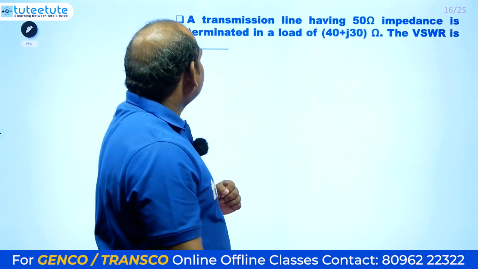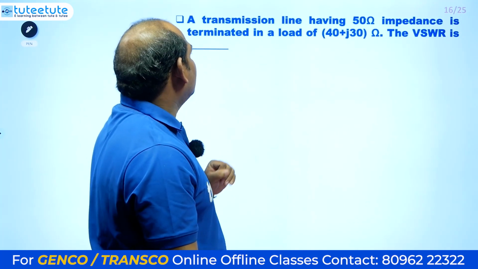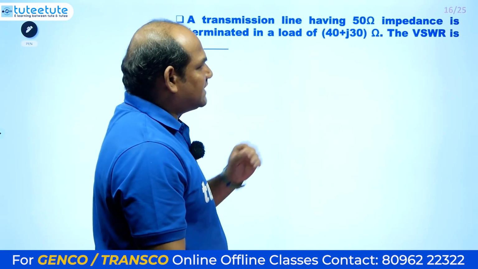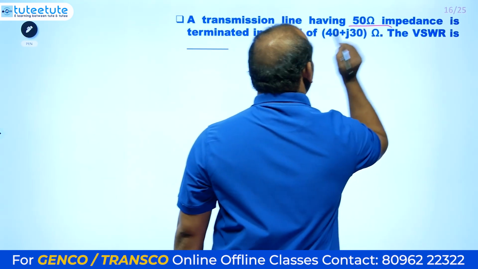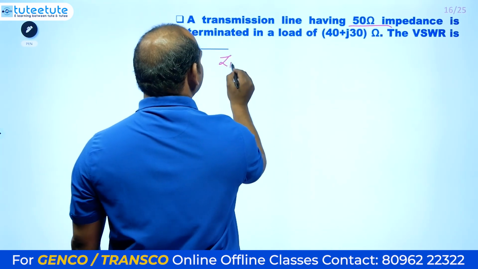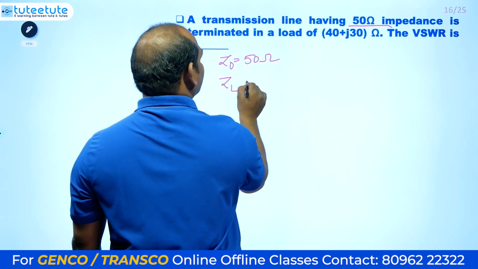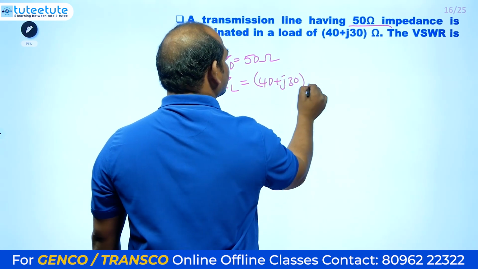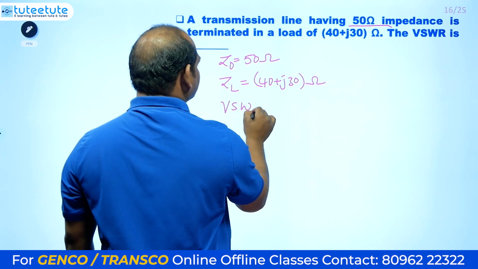Now the next question is, a transmission line having 50 ohms impedance is terminated in a load of 40 plus j30. The VSWR is? They have given the characteristic impedance as 50 ohms, and the load as 40 plus j30, and we need to calculate the VSWR.